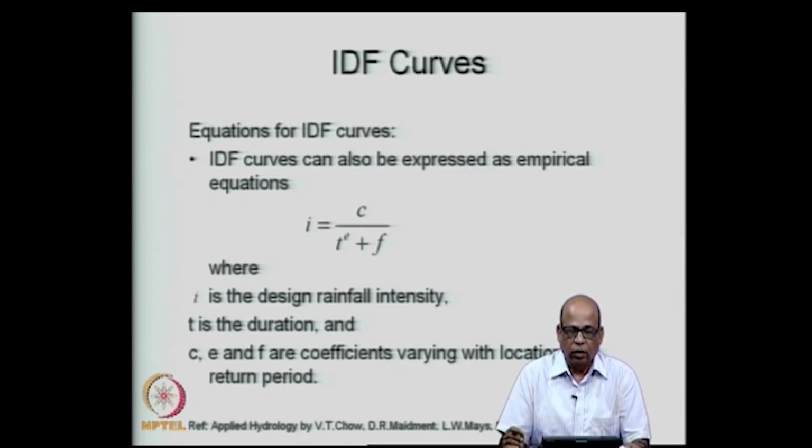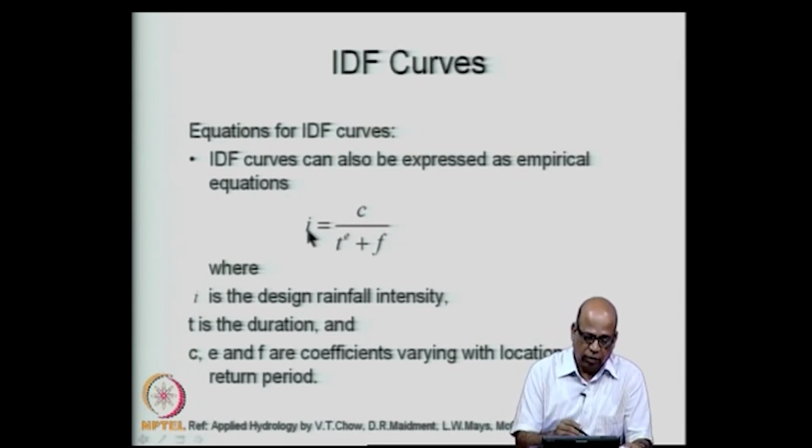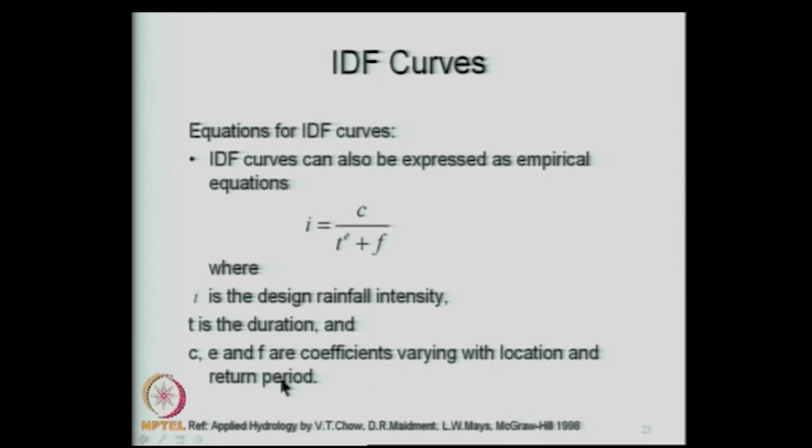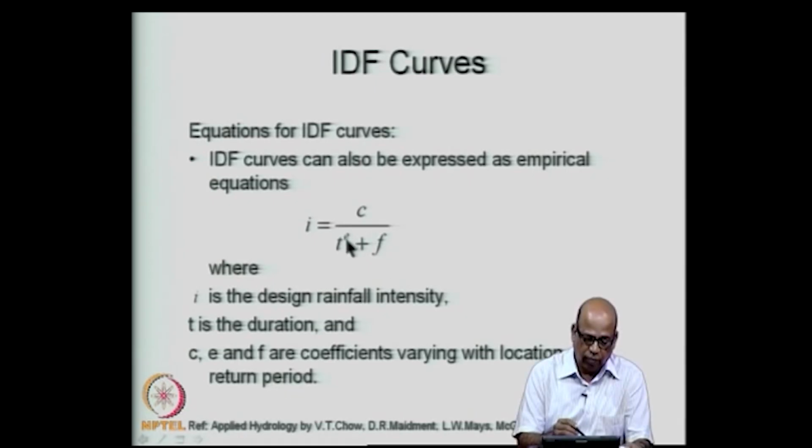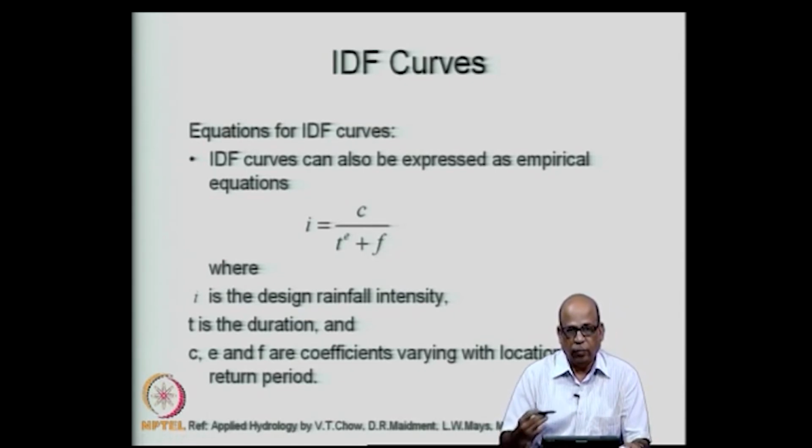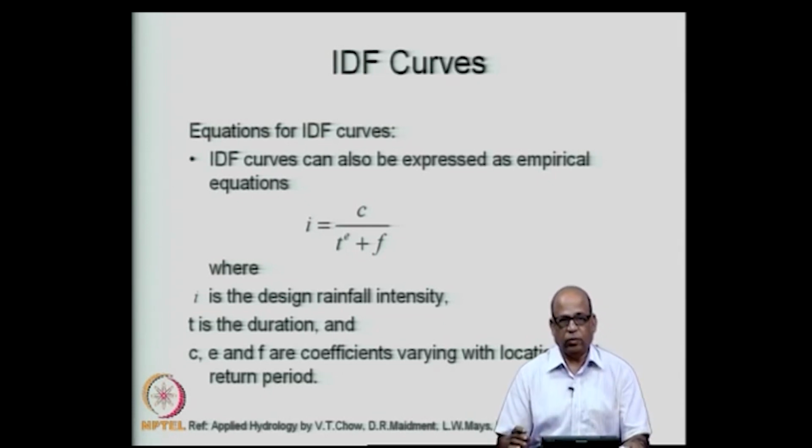Now, one of the classical ways of expressing this is I is equal to C divided by (T to the power E plus F). I is the intensity, C is a constant, T is the duration and F is another constant. These constants C, E and F typically vary with location and the return period. So, for various return periods and for different locations, these constants must be available, and for several locations they are in fact made available by many previous researchers.